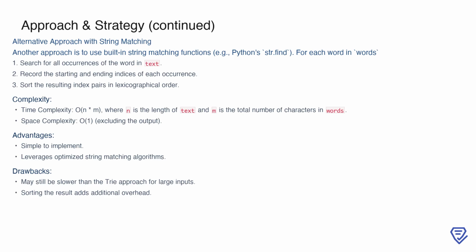However, it has its limitations. The repeated searches for each word can result in slower performance compared to the tree-based approach, especially for larger inputs. Additionally, sorting the result introduces extra computational overhead. While this method can be effective for smaller datasets or scenarios where simplicity is prioritized, it is not as scalable or efficient as the tree-based solution when dealing with large input sizes.